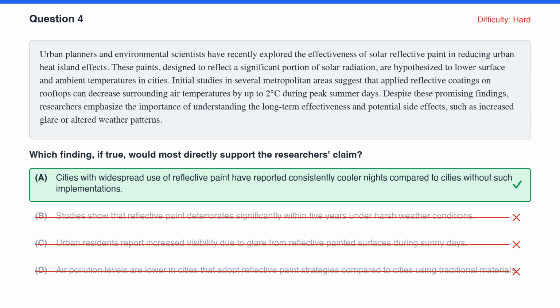Choice A is correct because it offers a direct comparison. Cities that widely use reflective paint report consistently cooler nights than cities that do not. That observation aligns precisely with the hypothesis that reflective coatings lower temperatures, giving the researchers' claim concrete supporting evidence.